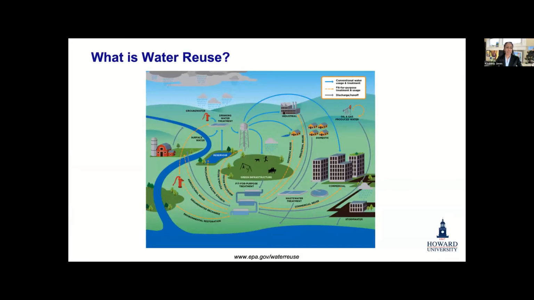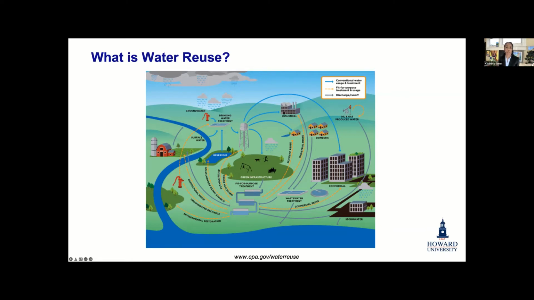So just in general, what is water reuse? When you think about water reuse, there are a lot of different definitions. Some call it water recycling, water reclamation. But in general, water reuse is when water is reclaimed from any of a variety of sources. The sources could be wastewater, industrial sources, stormwater, and then that water is treated and is reused for some beneficial purpose. And the beneficial purpose can also be very, very broad.